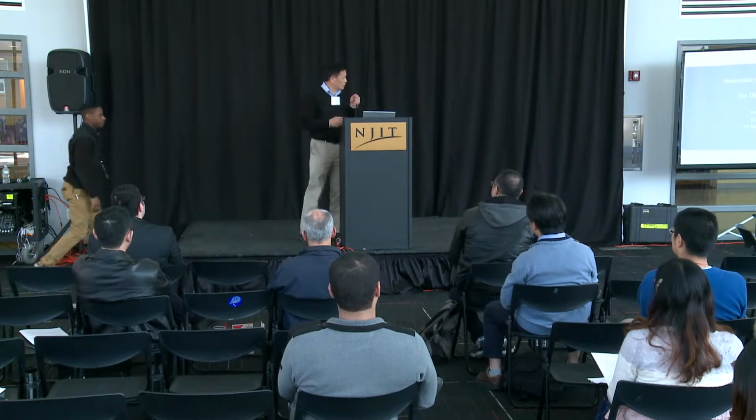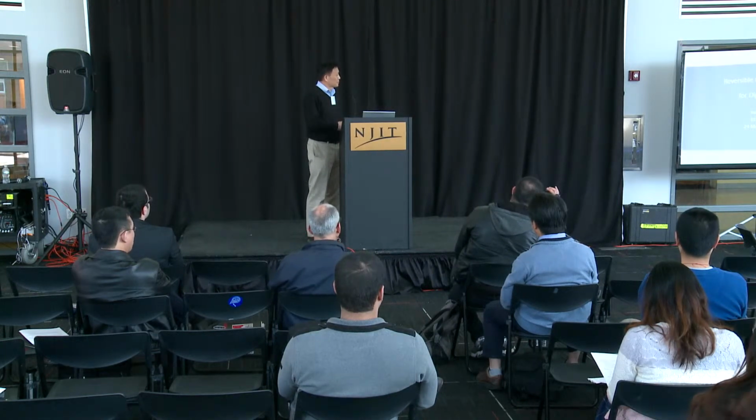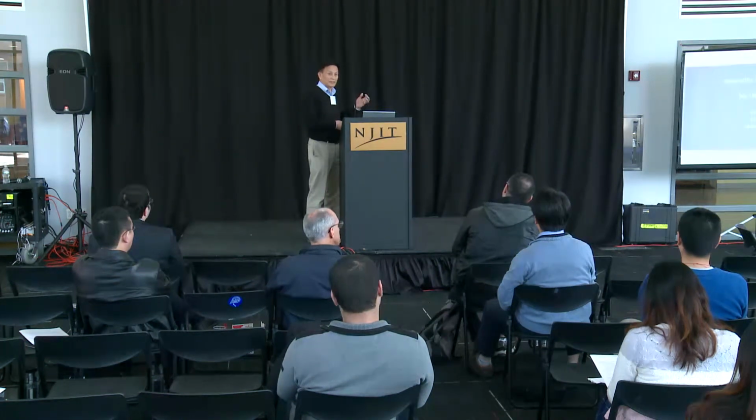Okay, I talk something slightly different from what a few people discussed before. This is about image processing. The title is Reversible Data Hiding for Digital Image. That means we can hide certain data into the image. If necessary, we can extract the hidden data, and the image will go back to the original image exactly. So that is what we call reversible data hiding.